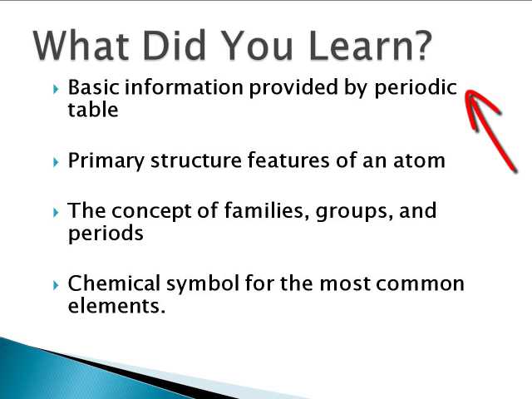Hopefully you have learned the basic information provided by the periodic table, and that is things like the element symbols and atomic numbers. You've looked at the primary structural features of an atom, consisting of the electron, the neutron, and the proton. You understand the concept of families, groups, and periods, with families and groups being the vertical columns, and elements in those vertical columns have similar properties, and the concept of period, which is elements in the rows. And you began the memorization of the chemical symbol for the most common elements.